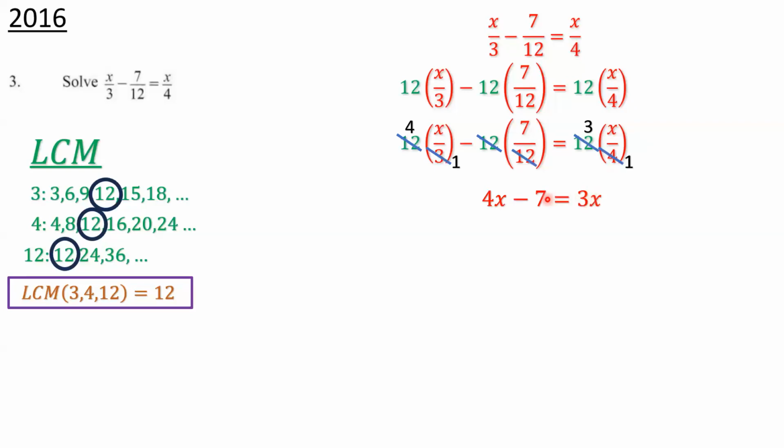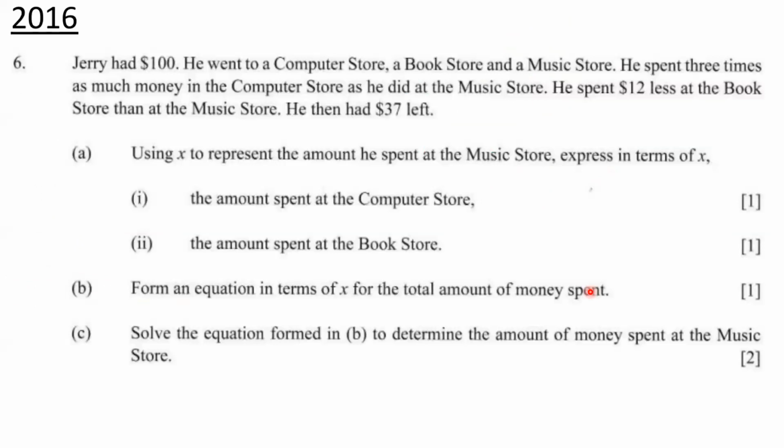Good. Now what we're going to do, we're going to send the negative 7 over the equal sign. We're going to send the 3x over the equal sign. So we have 4x minus 3x is equal to positive 7. It was a negative 7. When we send it over, it becomes a positive 7. And so 4x minus 3x is going to be equal to x. And so we have x equals 7. And that's our answer.